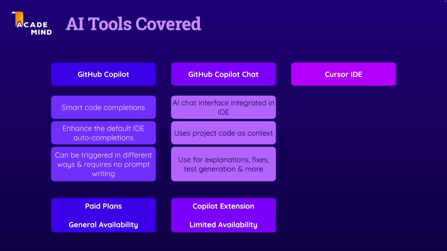Now, GitHub Copilot and GitHub Copilot Chat were useful extensions for existing code editors. The last tool we'll explore in this section is a code editor on its own. The Cursor IDE is a fork, so you could say a copy of the Visual Studio Code editor, but it is a copy that puts AI first, that integrates AI into the very core of the editor.